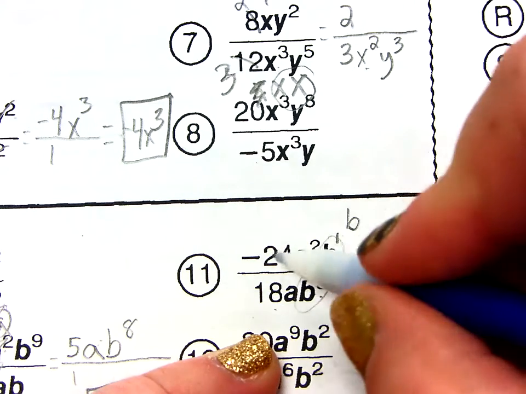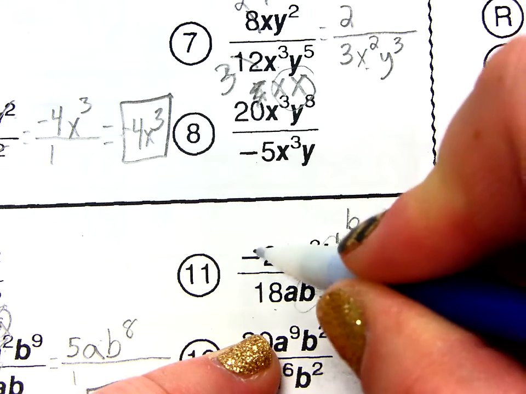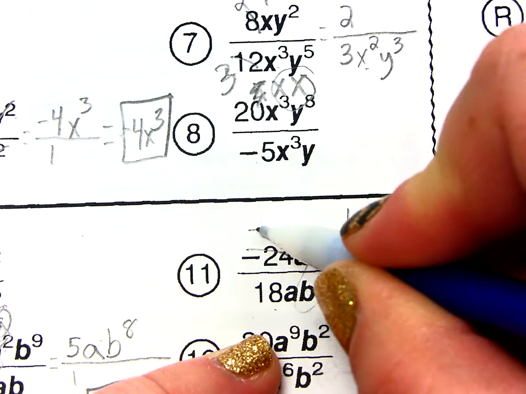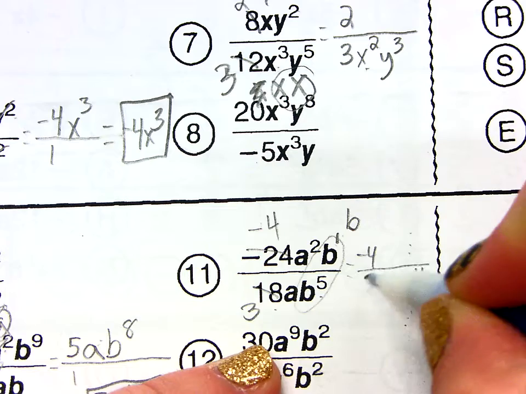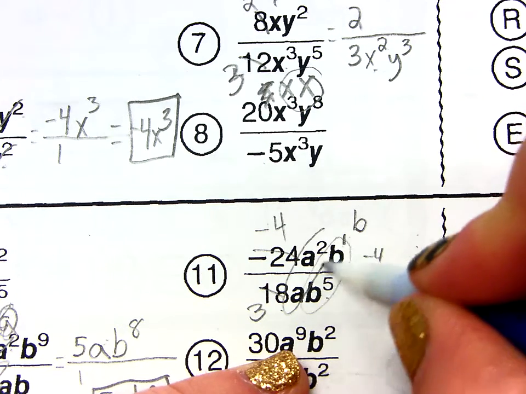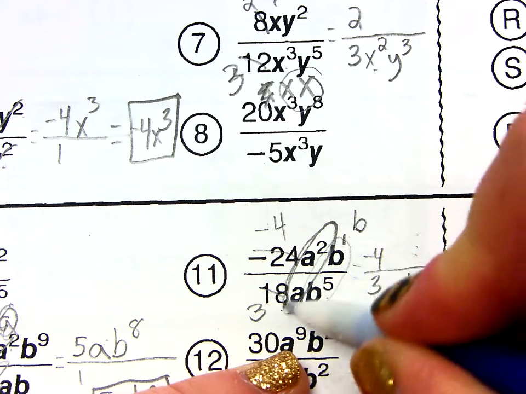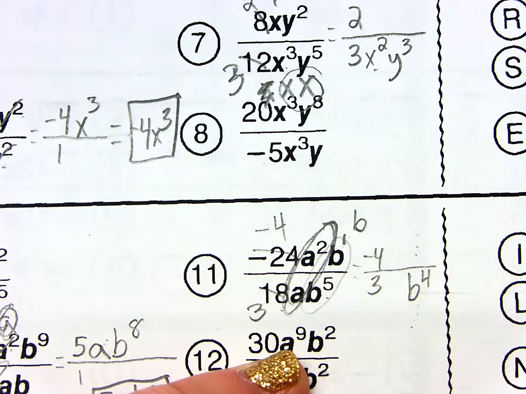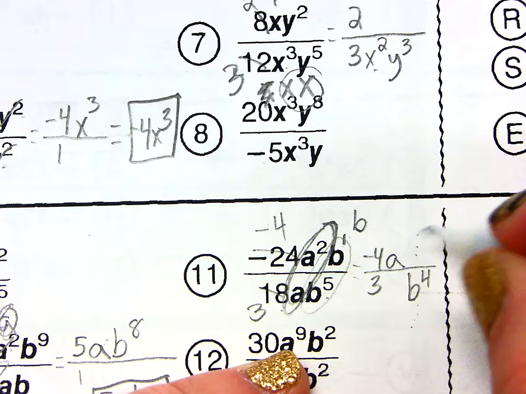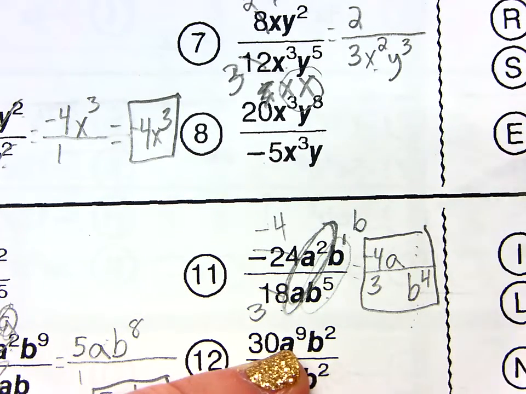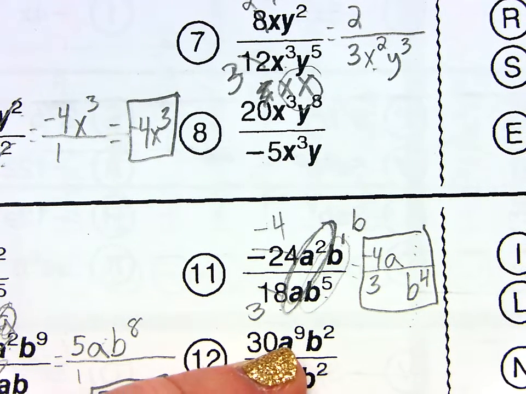Negative 24 and 18 I could reduce by 6, right? So it'd be negative 4 over 3. And then the a's, if I have a squared over a, what's that going to become? A. Where? Top. That's it. So there's my answer for that one. Negative 4a over 3b to the 4th. Yeah?